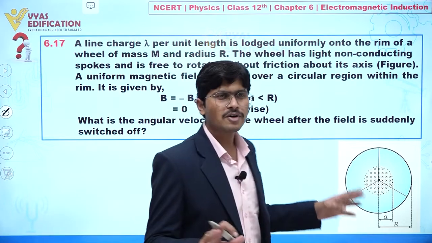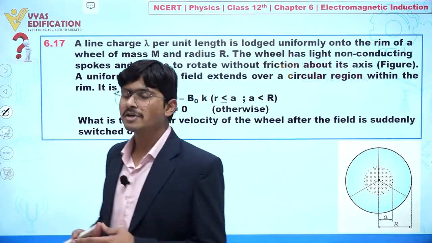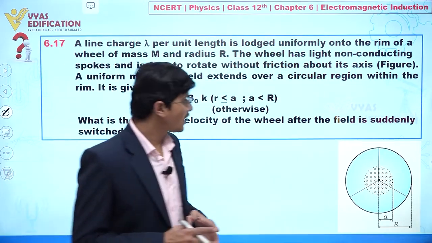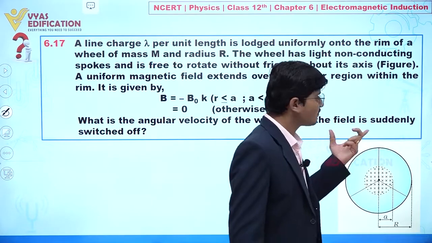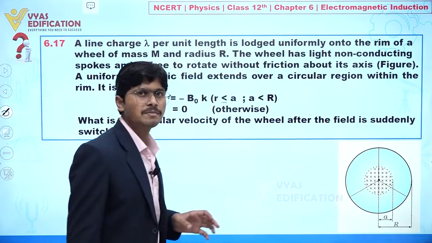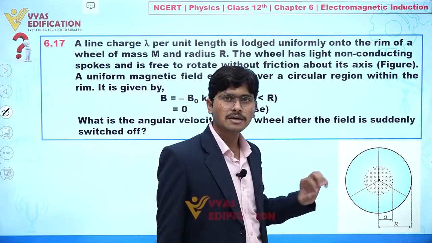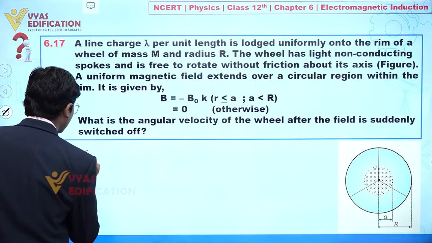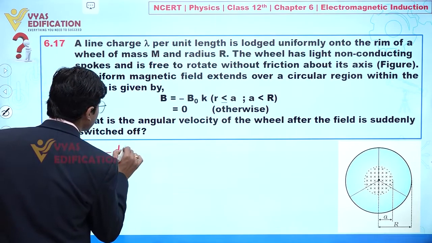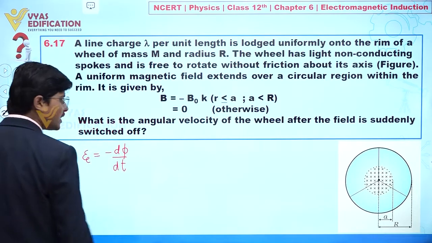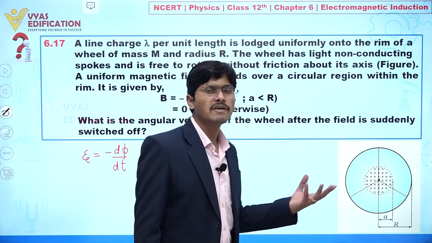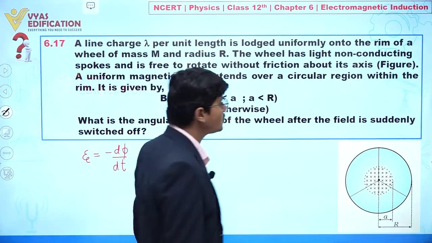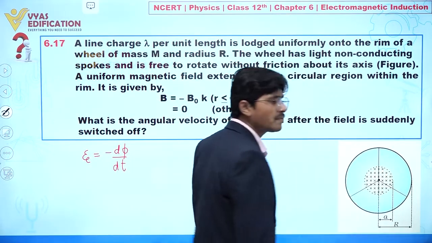Now forget about everything and let's concentrate on a concept. When this field is suddenly switched off, there is a variation of magnetic field, which means flux is also changing. So definitely induced EMF will be developed, and this is given by minus d phi by dt. Let's suppose we have a charge q and the induced EMF is E.